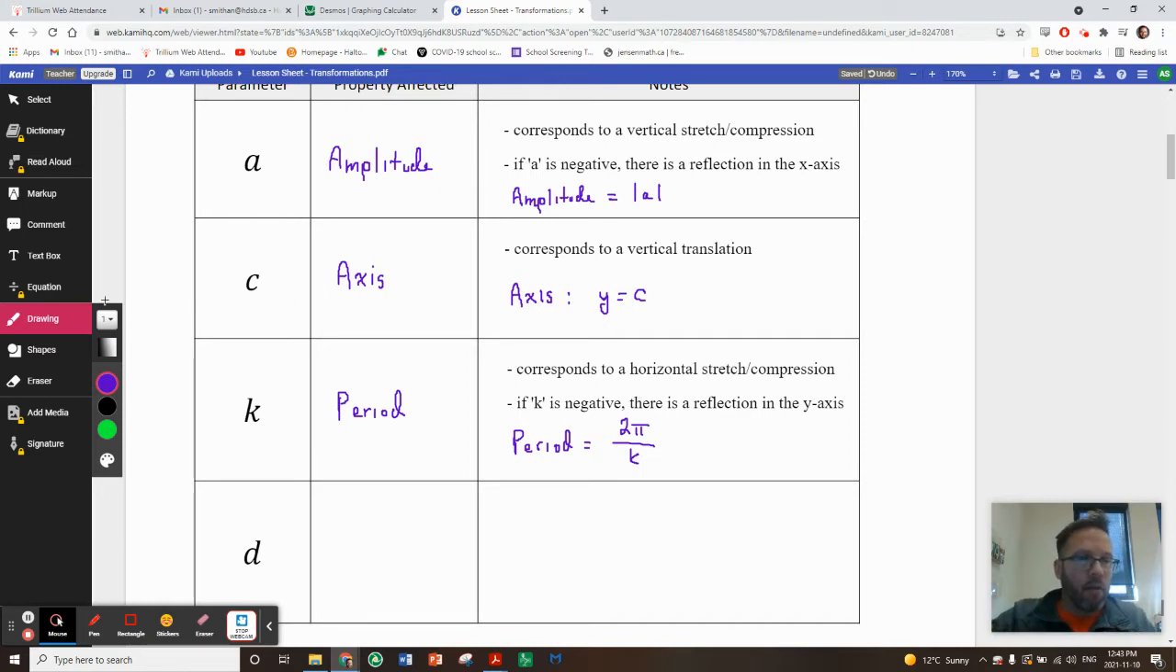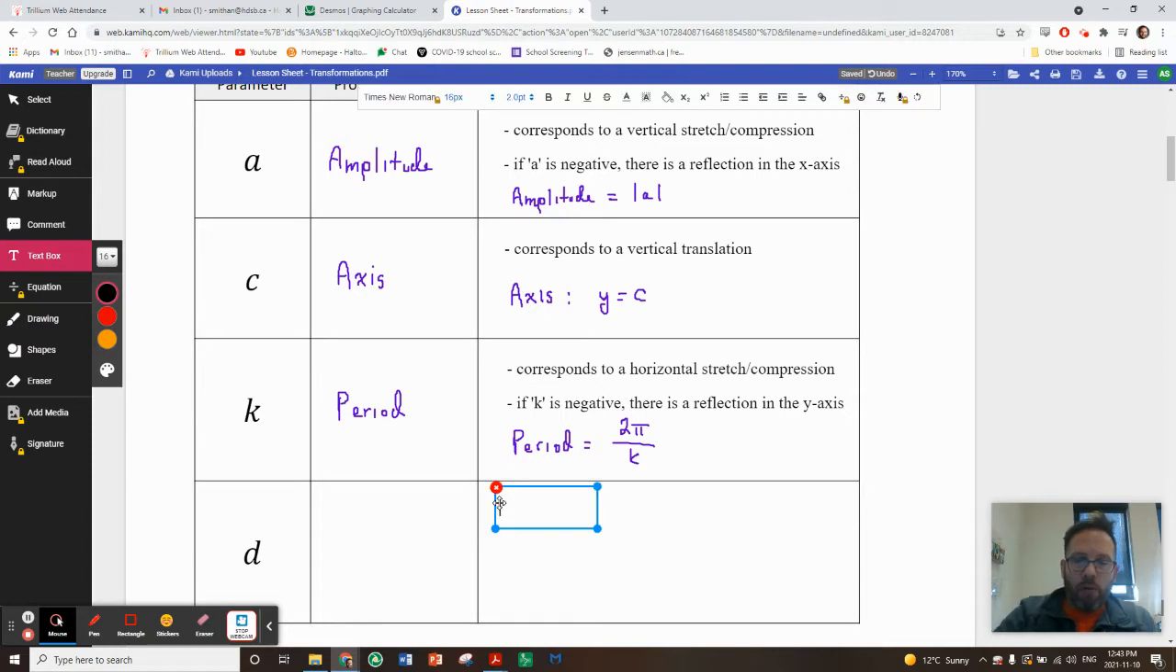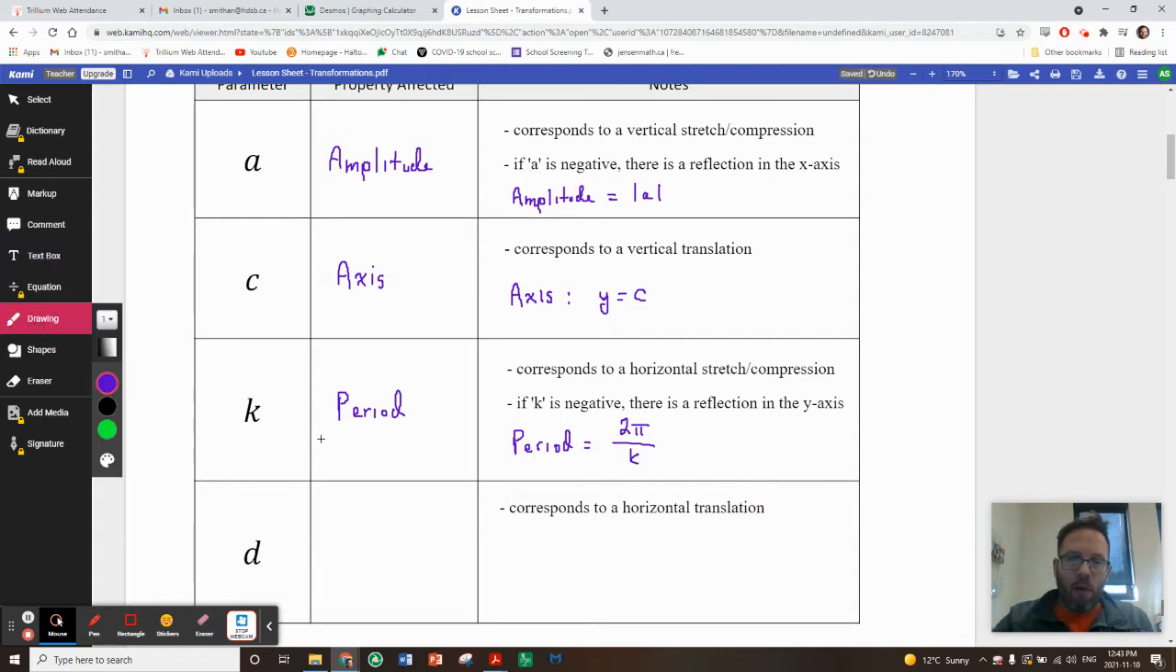Lastly, d corresponds to a horizontal translation, and we call this the phase shift. That horizontal shift, we call that a phase shift.